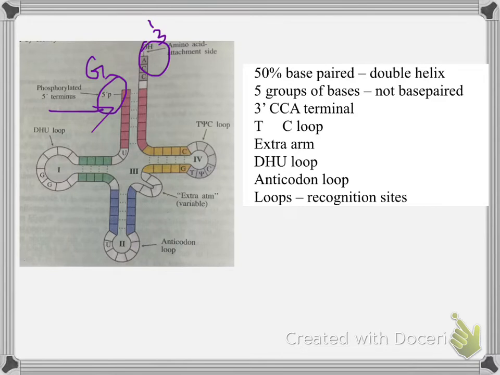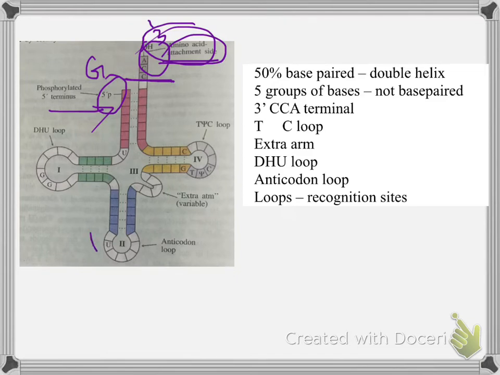It contains CCA bases. The base sequence is CCA. Here the 3' OH of the last adenine is the binding site for the amino acid. So this is known as the amino acid binding site or amino acid attachment site. The transfer of the amino acid is carried out by binding the amino acid here, and it transfers the amino acid to protein biosynthesis.